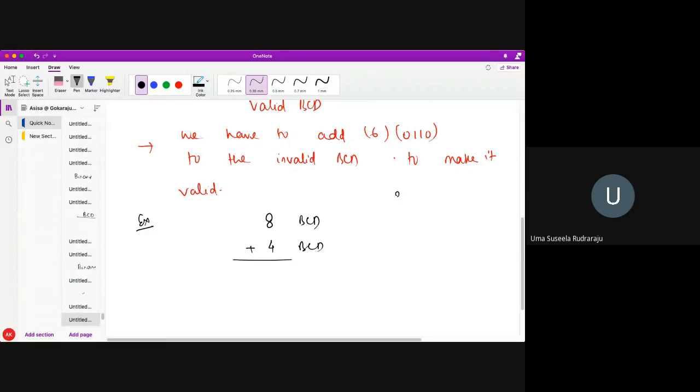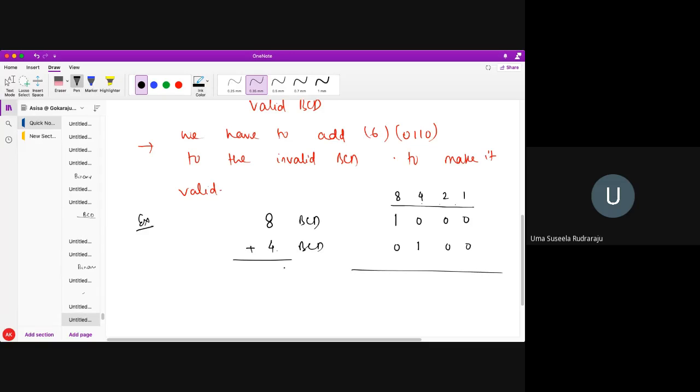I can represent it in 8421 weight. This is the BCD weight. Actually, I have already told you each decimal digit can be represented as 4 bits with 8421 weights. So now 8 can be represented as 1000. Similarly, 4 can be represented as 0100. Now I have to add these two. Do you all understand?